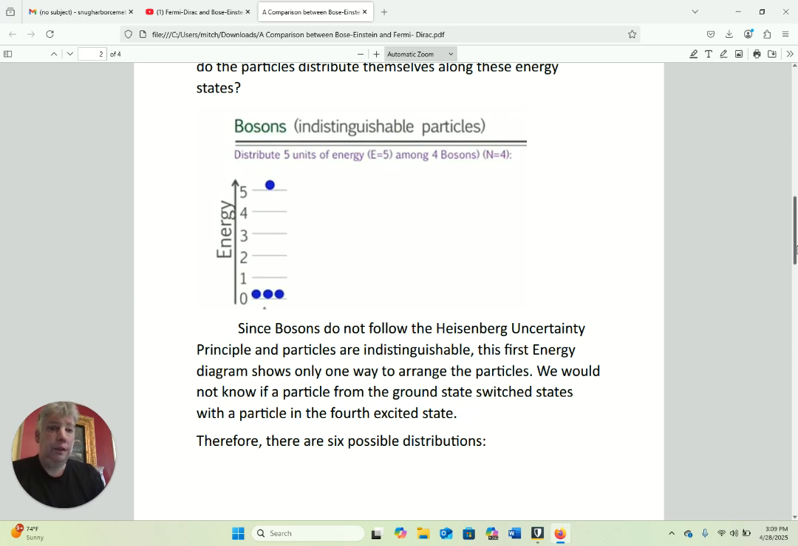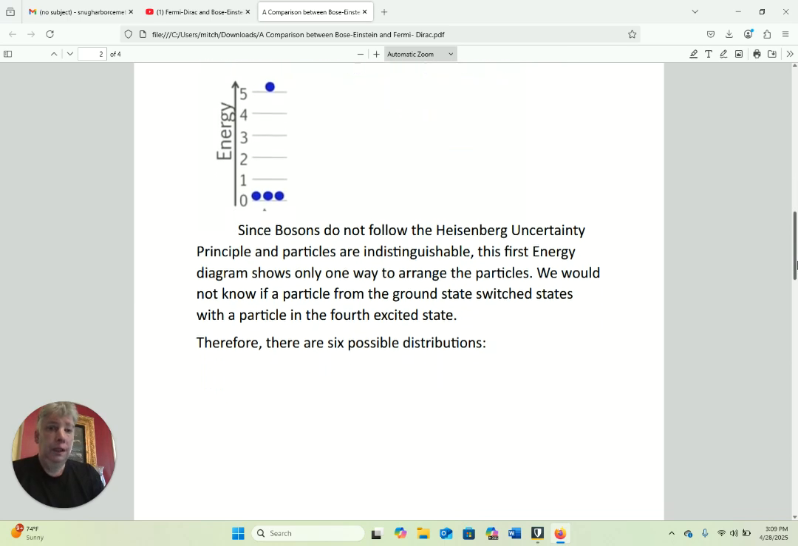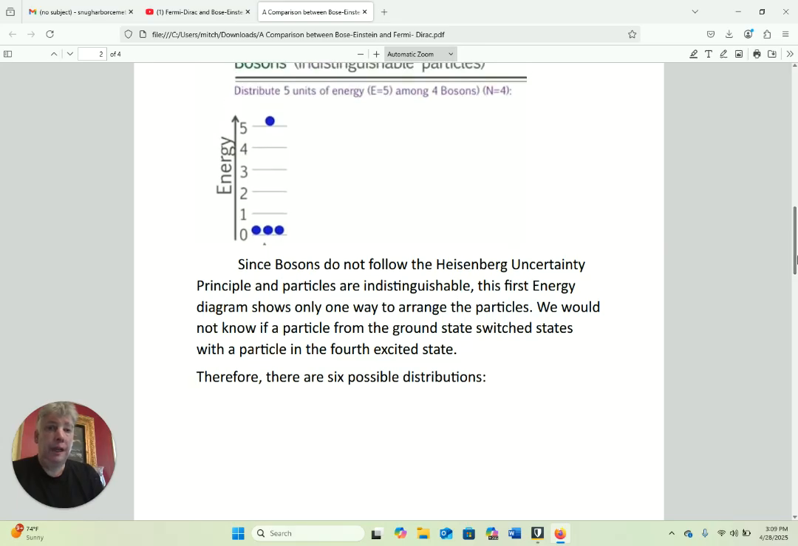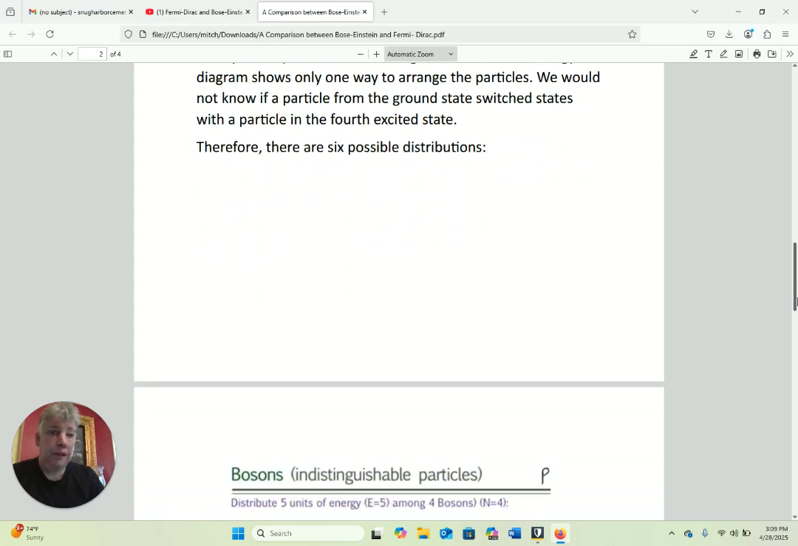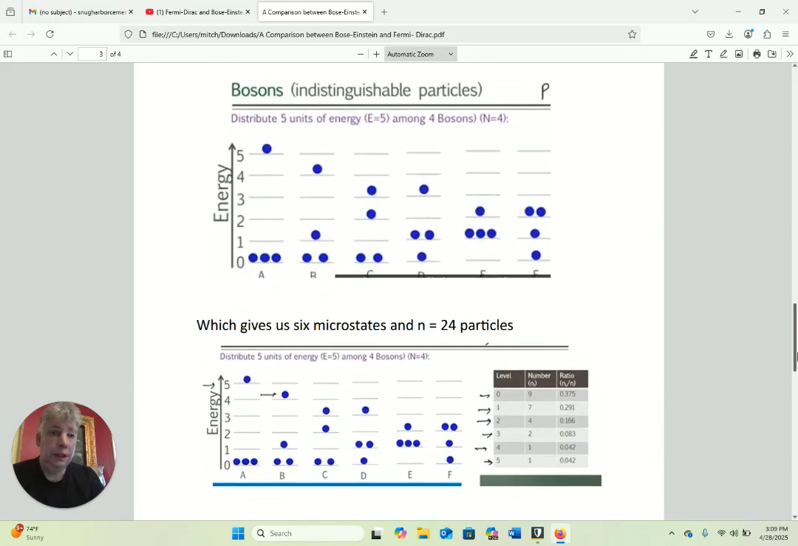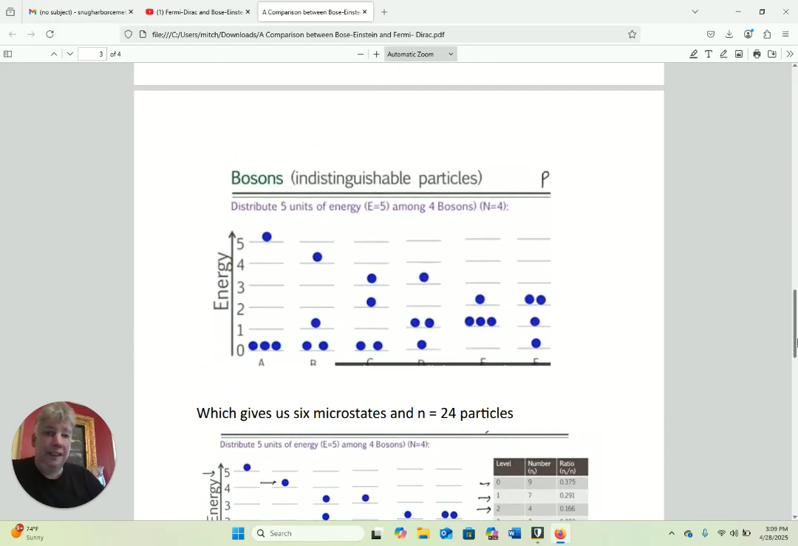That means we're going to be able to set up different arrangements for the microstates. There are different ways these energy levels can be set up, where we have 3 particles in the ground state and 1 particle in the 5th excited state. They could be set up in these 6 possible distributions. As stated, there are 6.